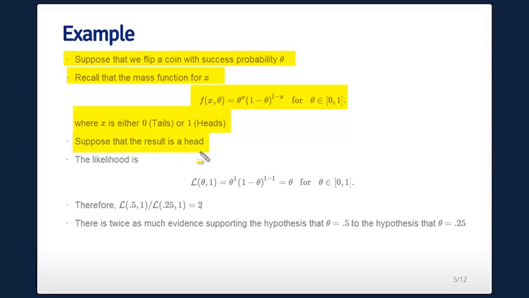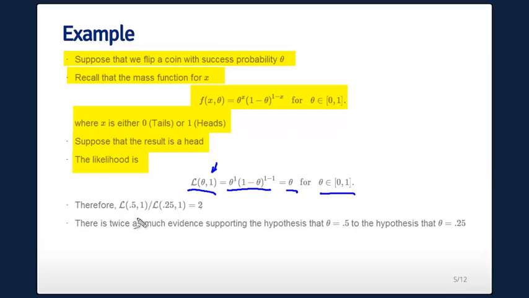Suppose that the result is a head. Remember, a likelihood, we have to have the data in hand to create the likelihood. Okay, so the likelihood is, and then I'm going to write the likelihood corresponding to the value of 1, which we observed, right? It's going to be theta to the 1, 1 minus theta to the 1 minus 1, which is theta, for theta in 0 to 1.